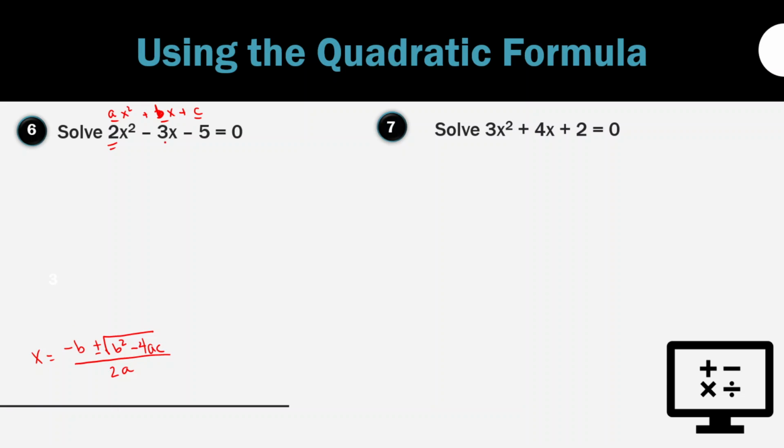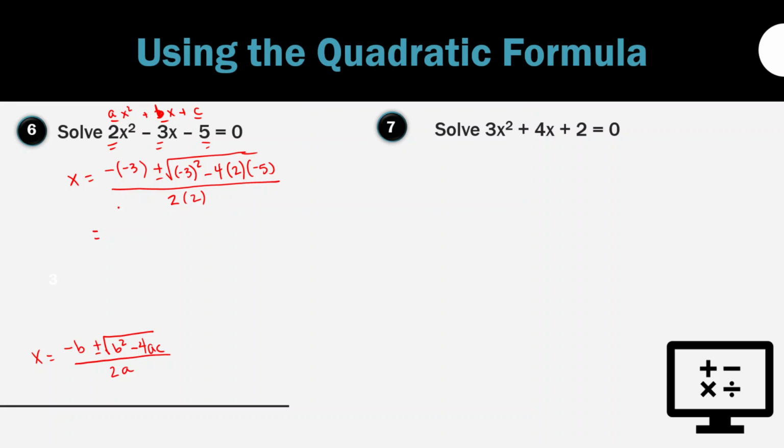So for this particular equation up here, the a is 2, the b is negative 3, and the c is 5. So I'll have x equals negative b, the b is negative 3, plus or minus the square root of b squared minus 4 times a times c. And then I will divide all of that by twice a.